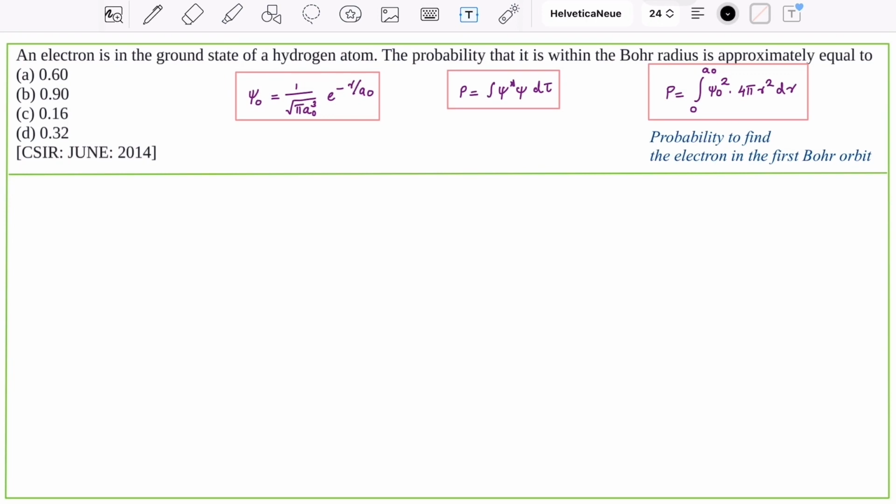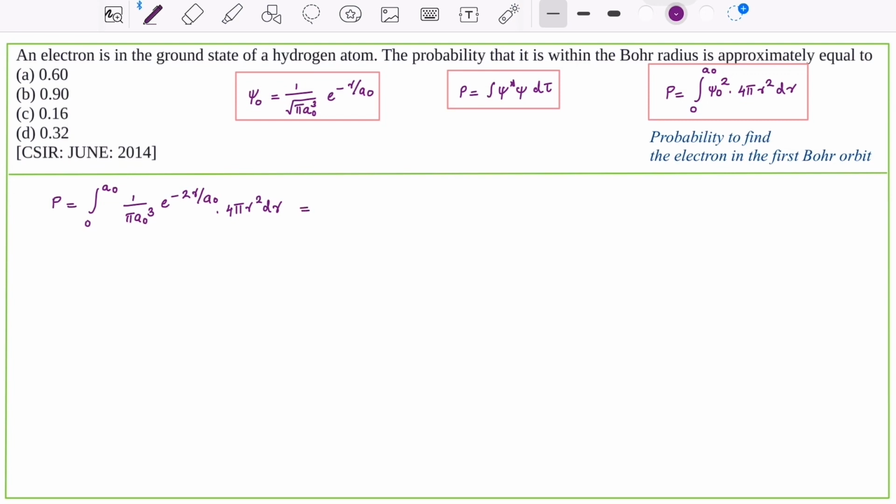We have the ground state wave function in the case of hydrogen atom is psi equal to 1 by root of pi a0 cube e raised to minus r by a0, and the probability is given by integral psi star psi d tau. Here it is integral 0 to a0 psi 0 square 4 pi r square dr, where a0 is the Bohr radius. Now we can write it as integral 0 to a0 1 by pi a0 cube e raised to minus 2r by a0 into 4 pi r square dr.